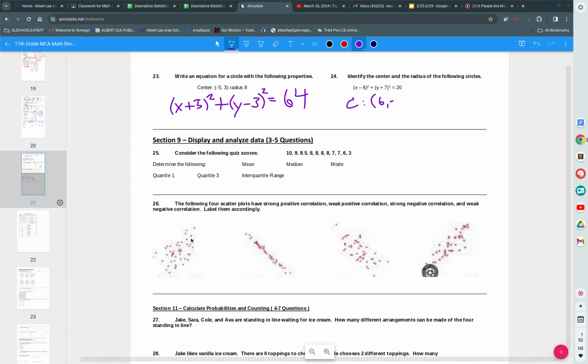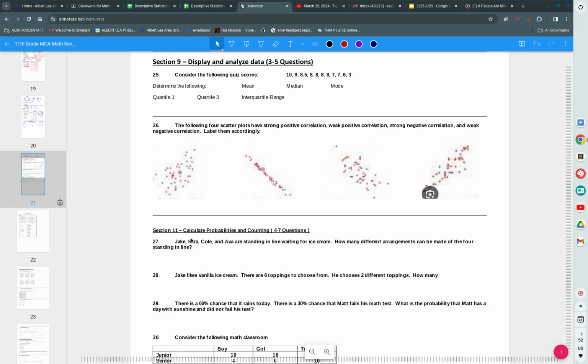6, negative 7, and then the radius is the square root of 20 or 2 roots of 5. You should be able to handle some basic, and I mean basic, statistic operations. For example, you should be able to find the mean, median, mode, quartile 1, quartile 3, interquartile range for a box and whisker plot. You did box and whisker plots back in 8th grade with Miss Kruger. Remember those good days?